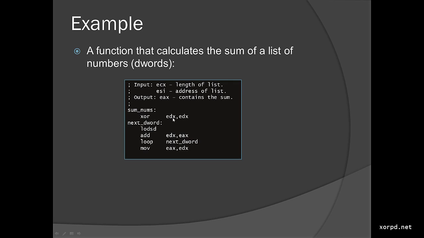We first zero EDX, and then we have this loop, which in every iteration loads one D word and adds this D word into EDX. Finally, we move the total result from EDX into EAX. Pretty simple.